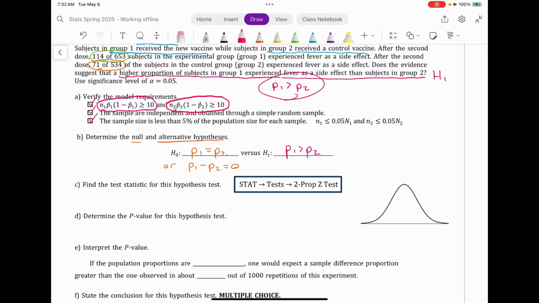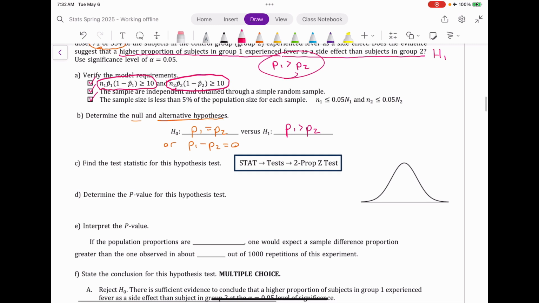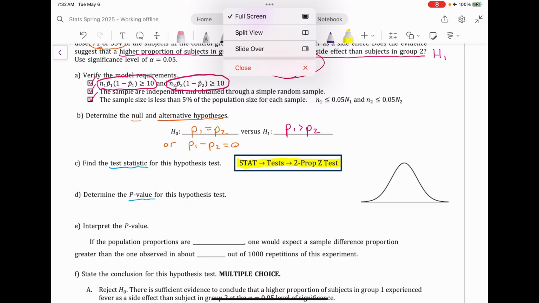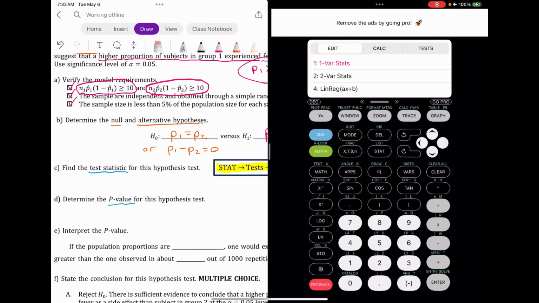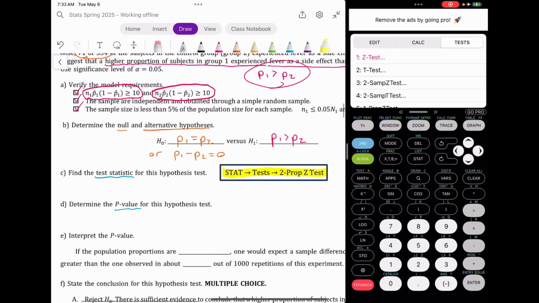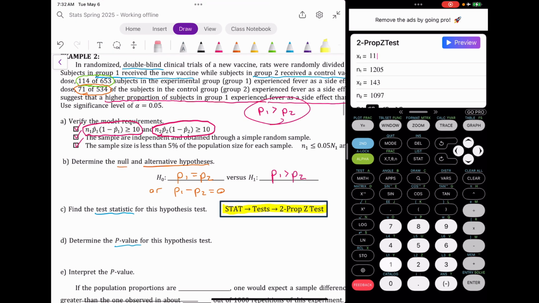All right, moving on, part C, we want to test this hypothesis. So we want to find the test statistic, and we can find the p-value simultaneously by using this calculator shortcut. Okay. So we go to the calculator, we press stat, arrow over to test, and then 2-prop z-test. Okay. So x1 is what I have circled in green, 114 out of N1, 653 sample size. And then what I've circled in orange is x2 and N2.